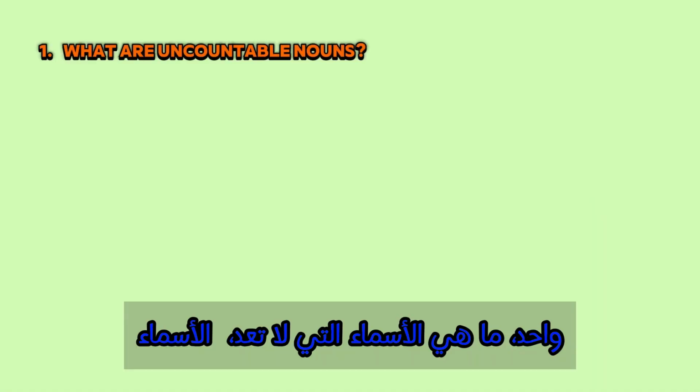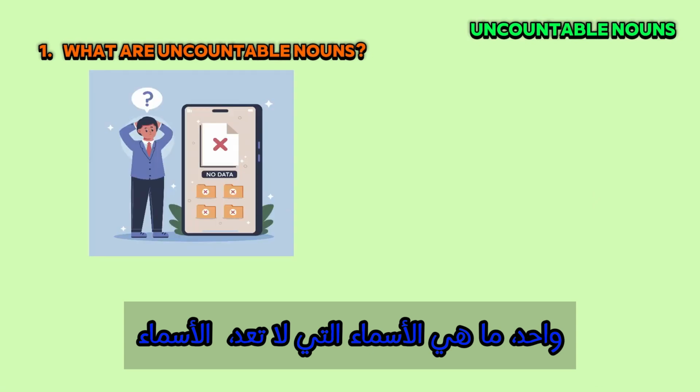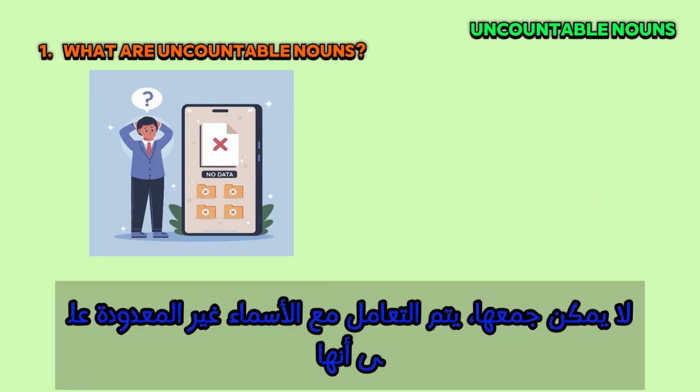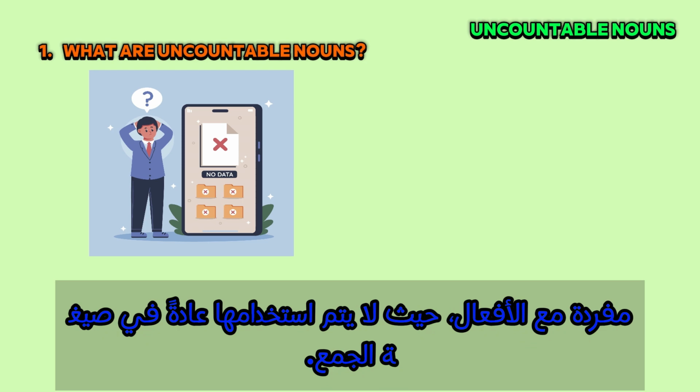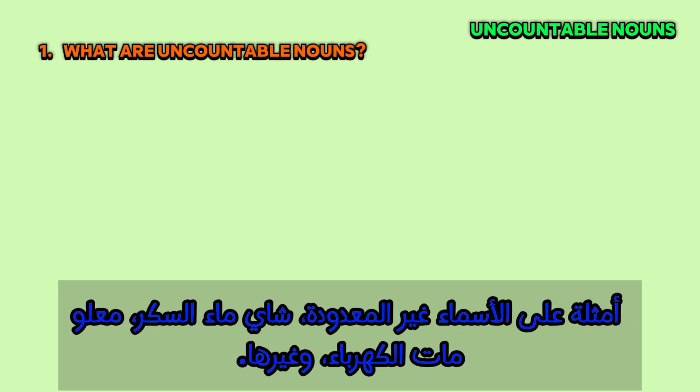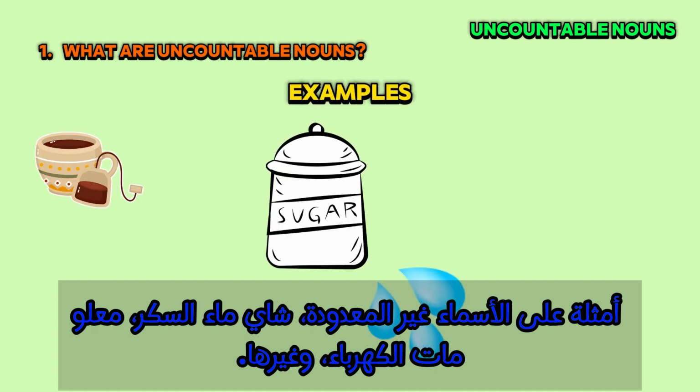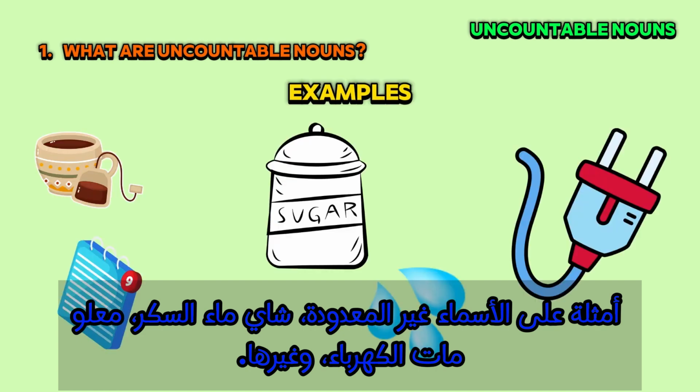1. What are uncountable nouns? Uncountable nouns are nouns that cannot be counted with numbers. They cannot be pluralized. Uncountable nouns are treated as singular with verbs, as they are not typically used in the plural form. Examples of uncountable nouns: tea, sugar, water, electricity, information, and others.